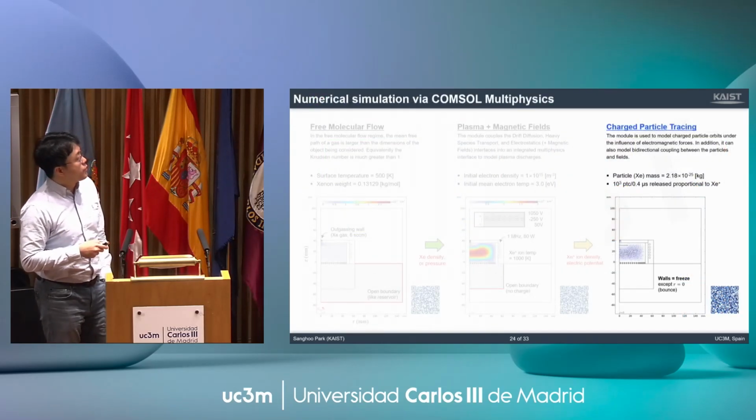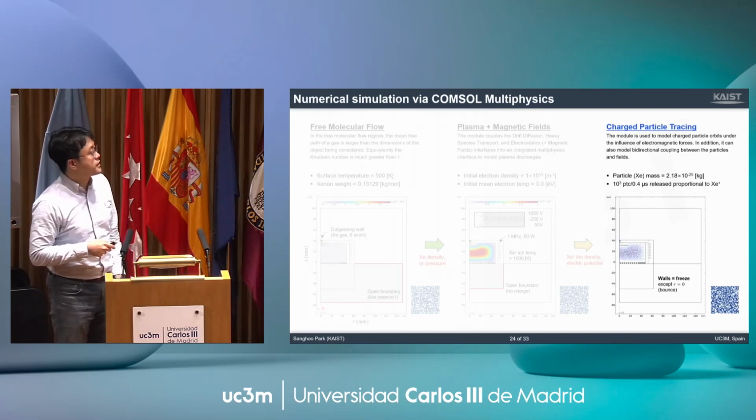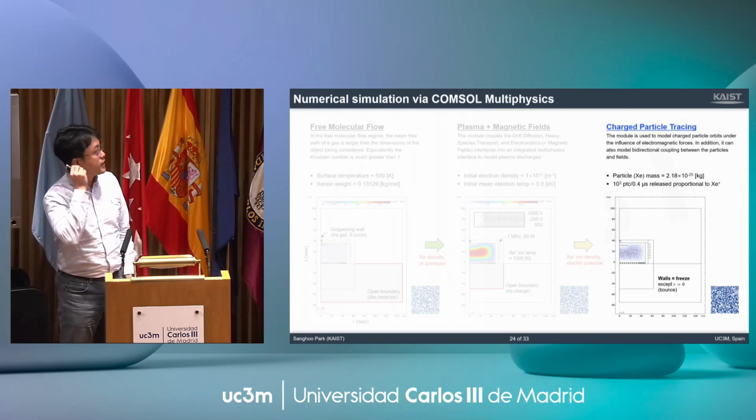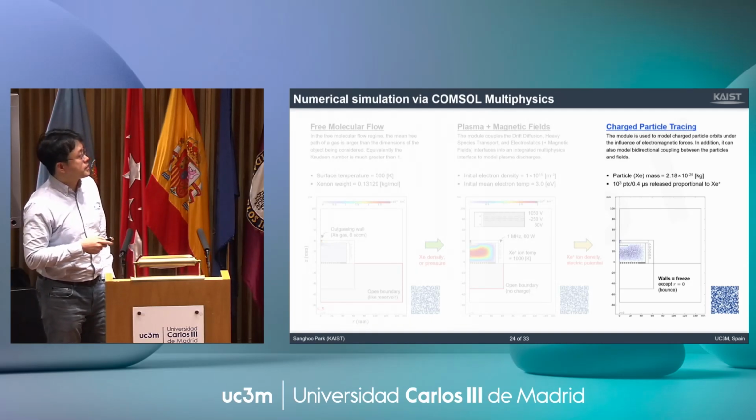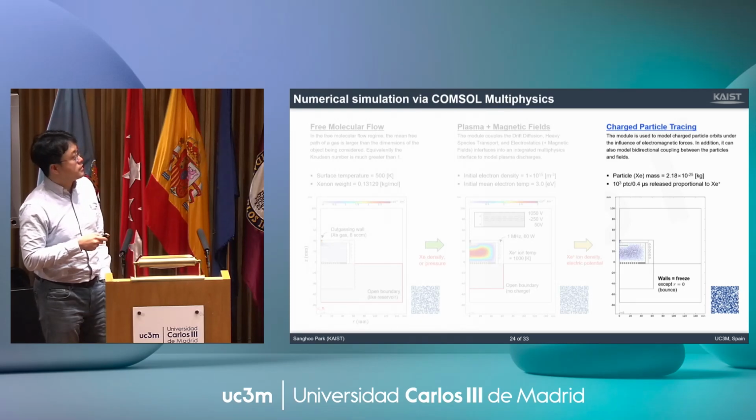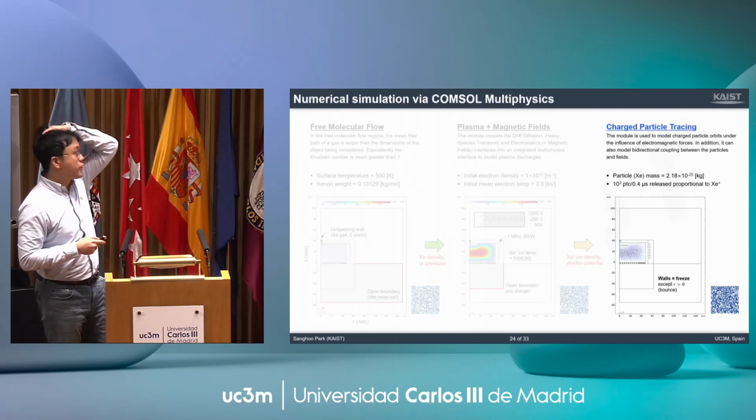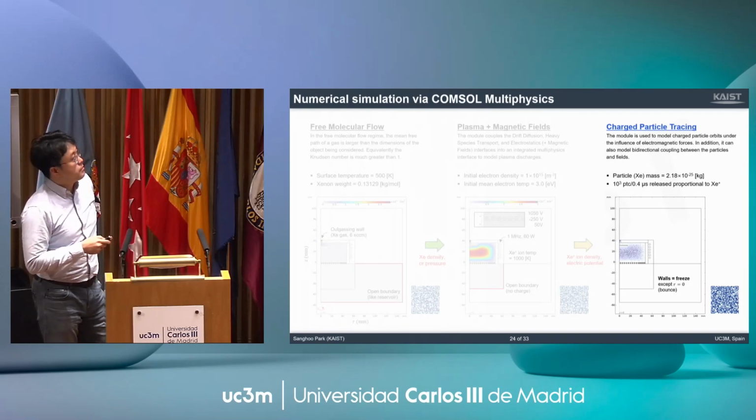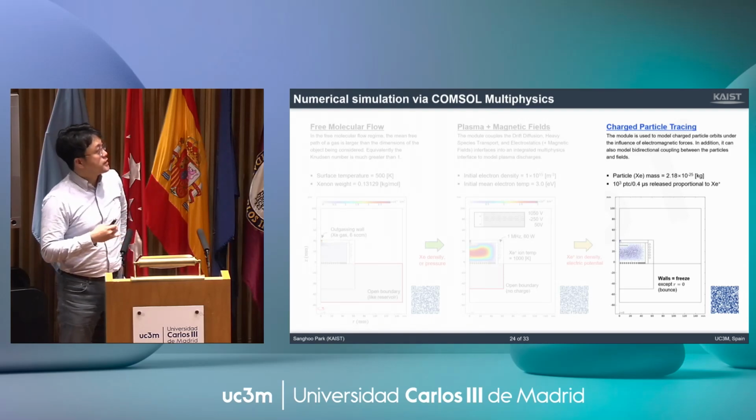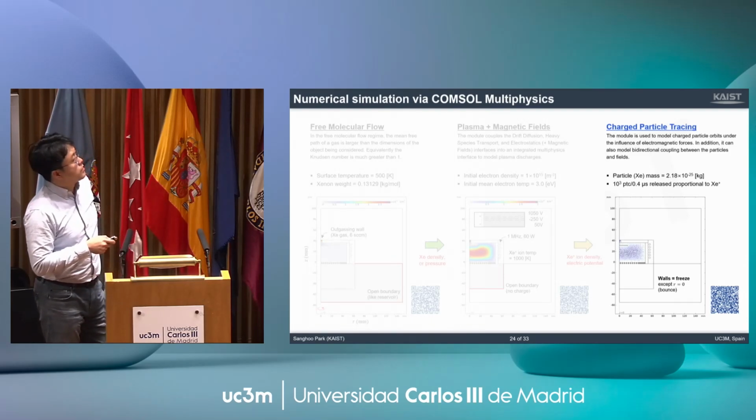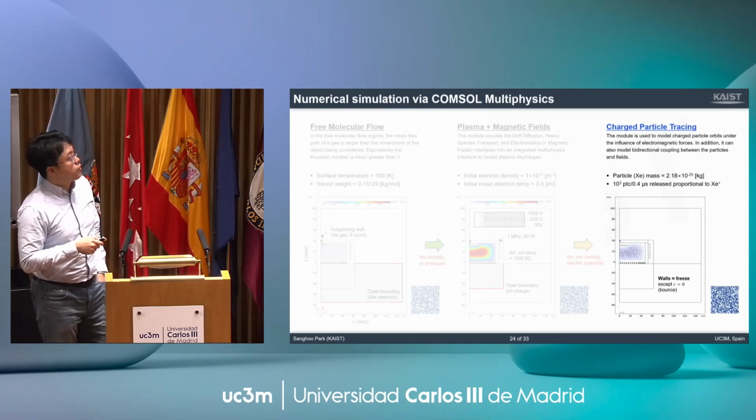With this result, we can use the plasma characteristics as input data to our charged particle tracing to describe the ion beam characteristics in the simulation software. In this case, we have two initial conditions. We use first the particle mass. Here we have the xenon atom mass as a particle. And also we release about 1,000 particles per 0.4 microsecond as xenon ions like this.